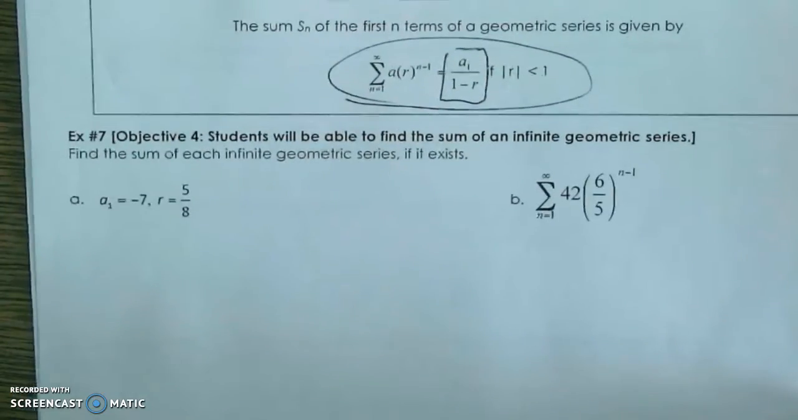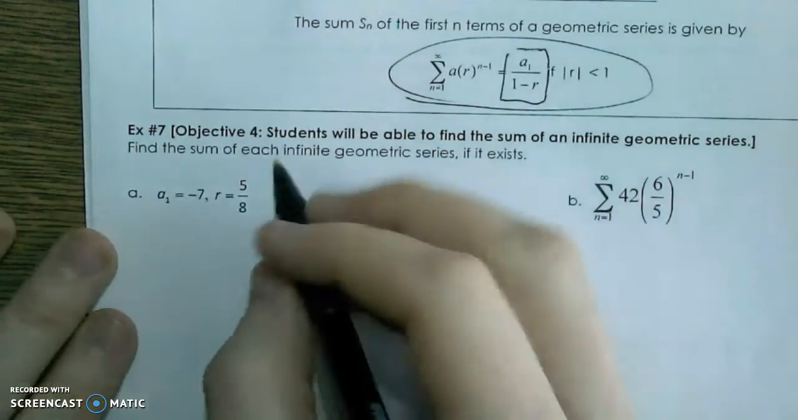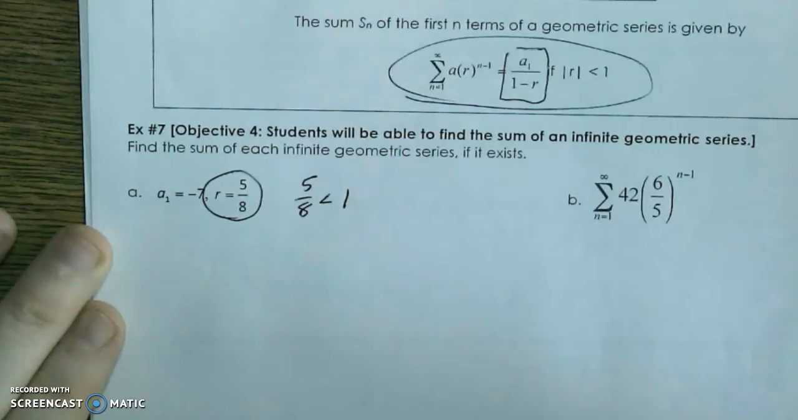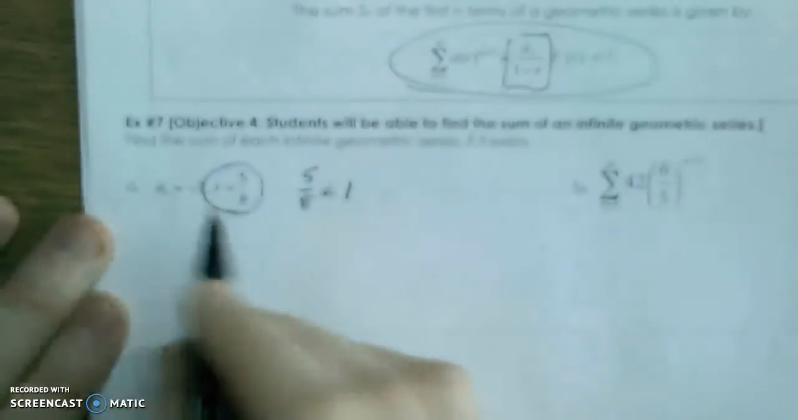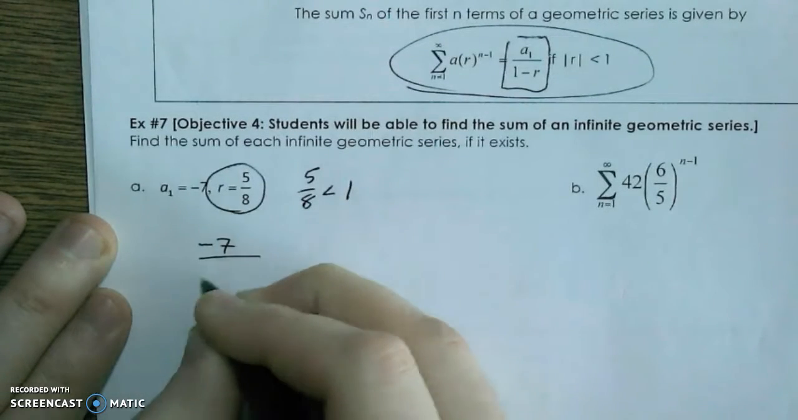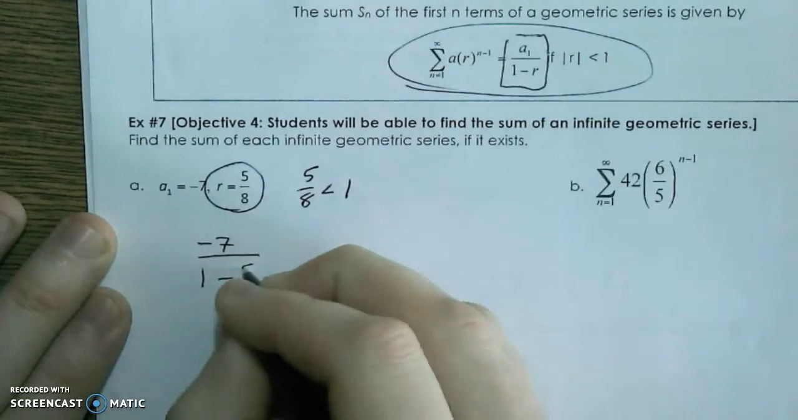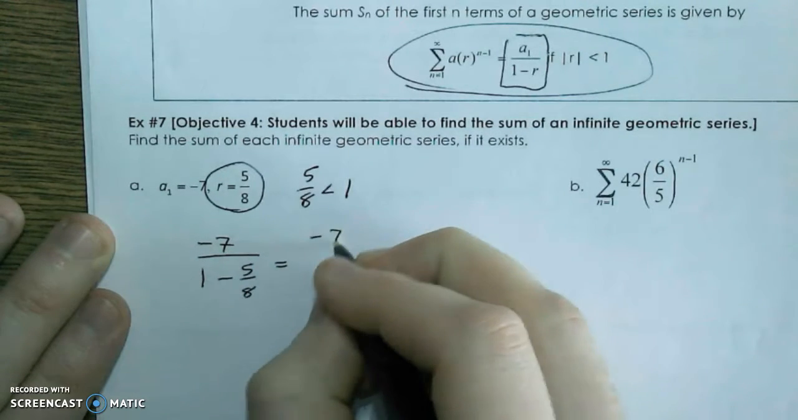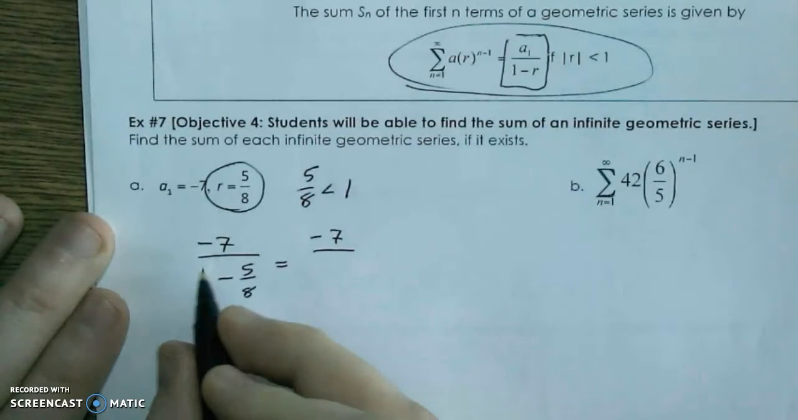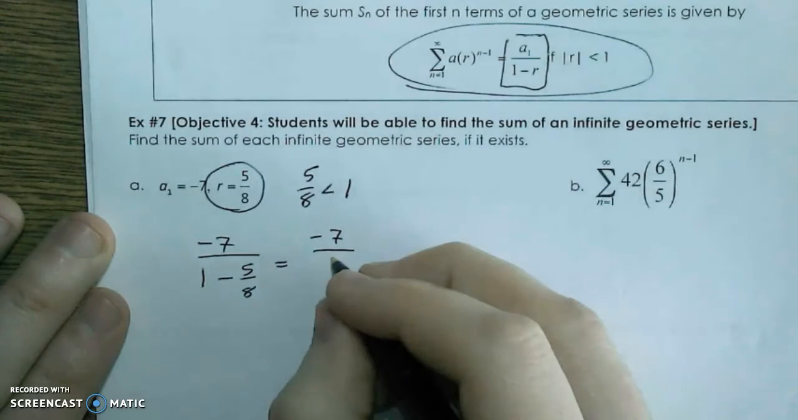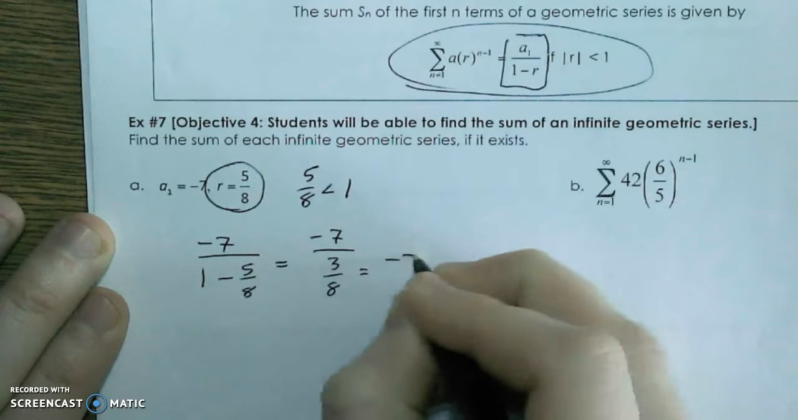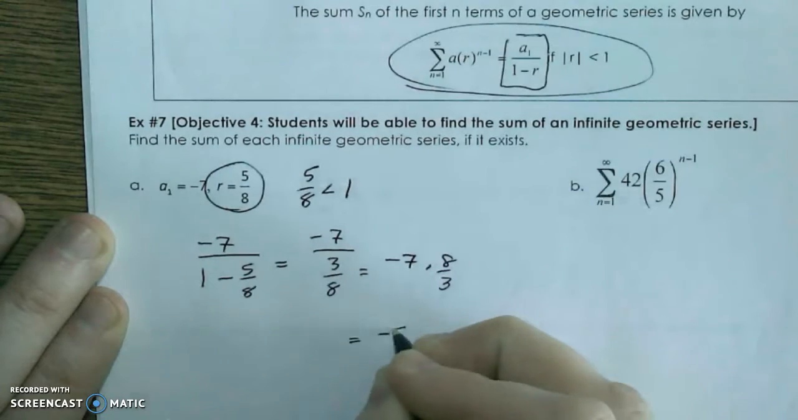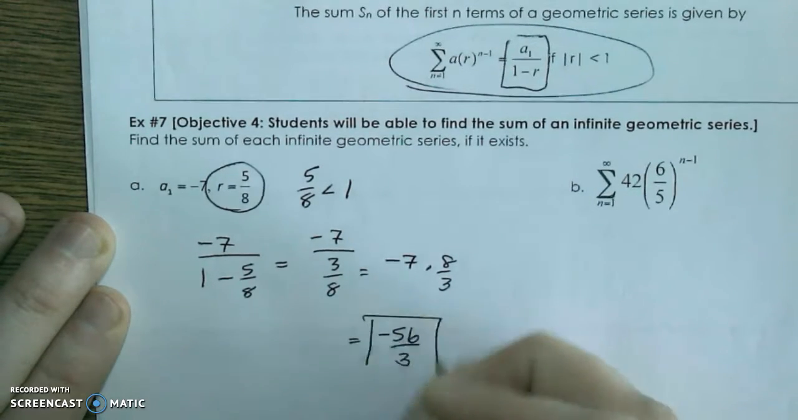So here they've given me everything I need. 5/8 is less than 1, so that works. So that means we can fill it in. My A1 is negative 7, and then 1 minus my common ratio 5/8. And so what we get is negative 7 over, if I get a common denominator, 8/8 minus 5/8 is 3/8. And then we take negative 7 times reciprocal. We end up getting negative 56/3. Or you can do it on a calculator.